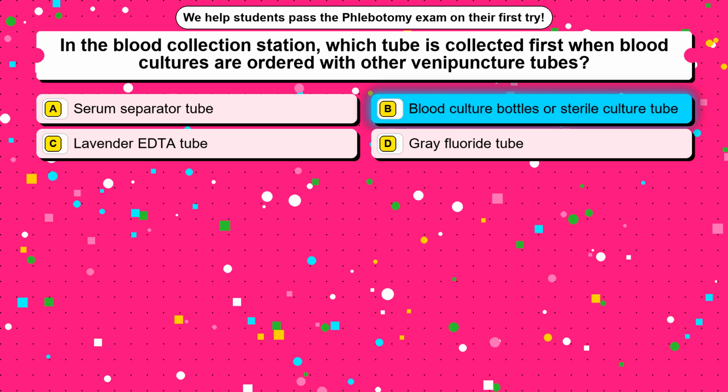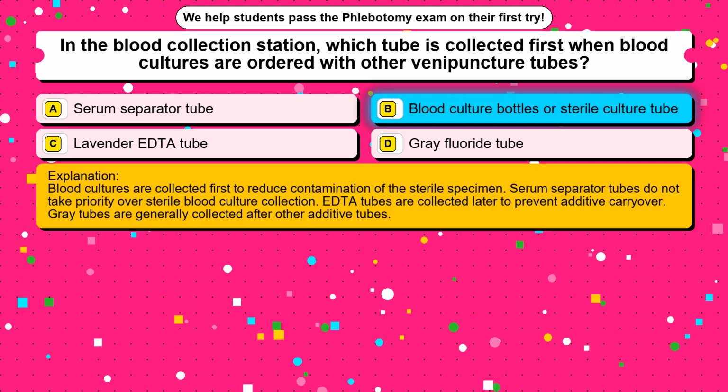Blood culture bottles or sterile culture tube. Blood cultures are collected first to reduce contamination of the sterile specimen. Serum separator tubes do not take priority over sterile blood culture collection. EDTA tubes are collected later to prevent additive carryover. Gray tubes are generally collected after other additive tubes.